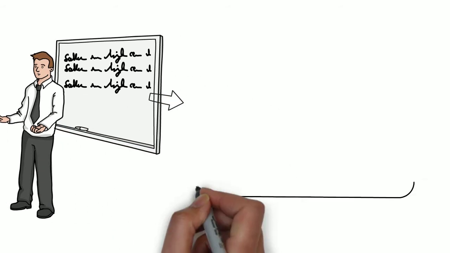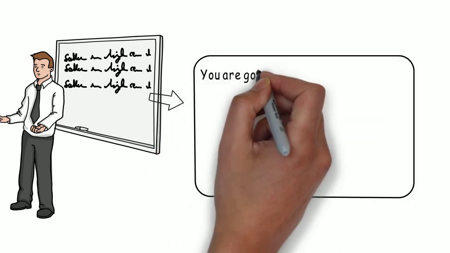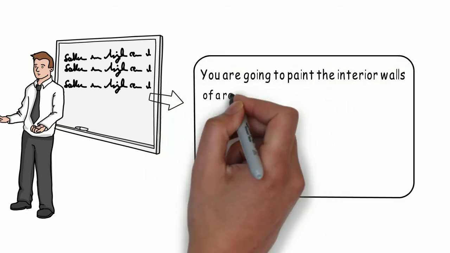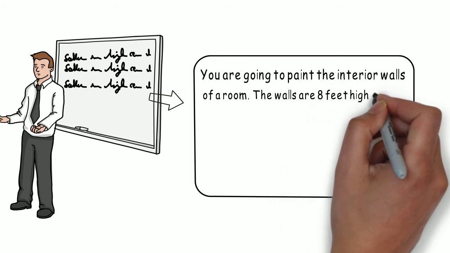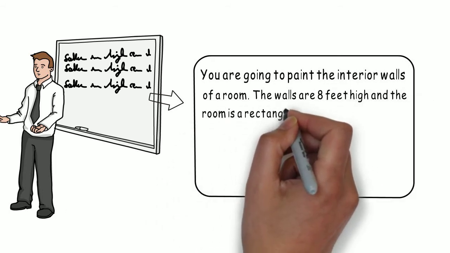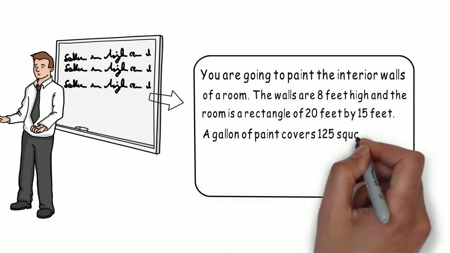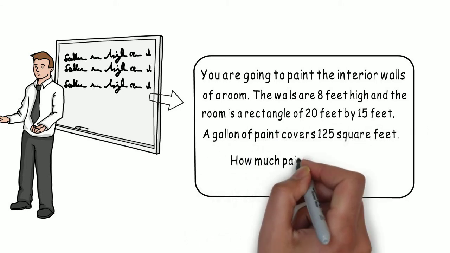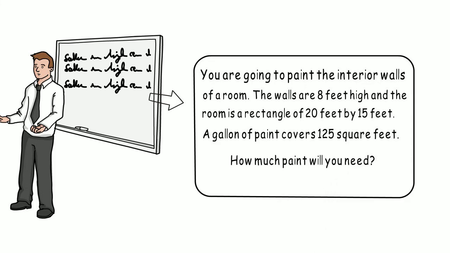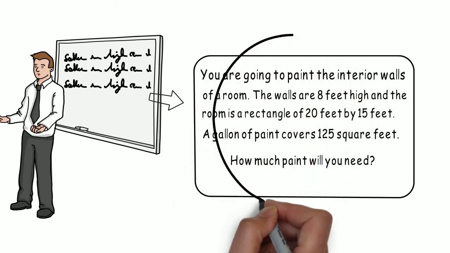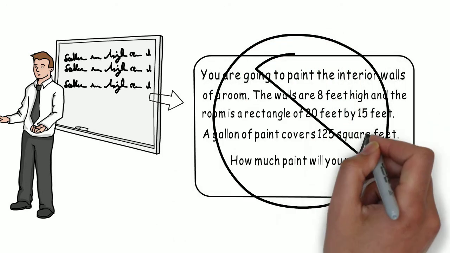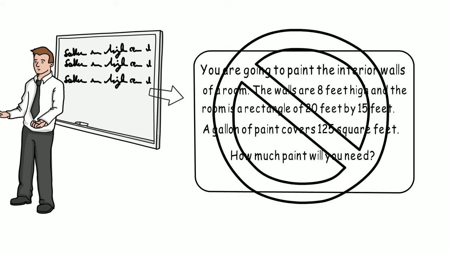A traditional real-world problem might look like this. You are going to paint the interior walls of a room. The walls are 8 feet high and the room is a rectangle of 20 feet by 15 feet. A gallon of paint covers 125 square feet. How much paint will you need? The students skip the concrete step, and all of the information they will need is given to them, so they don't have to think about it. That never happens in the real world.